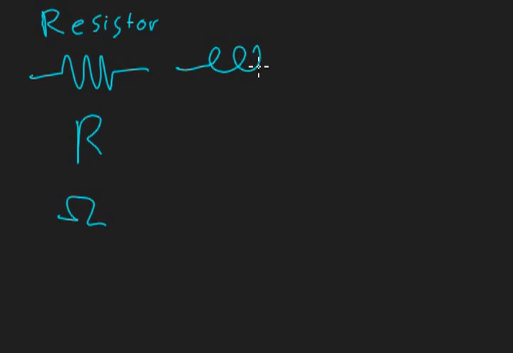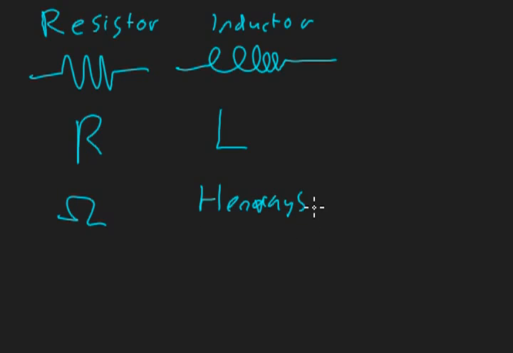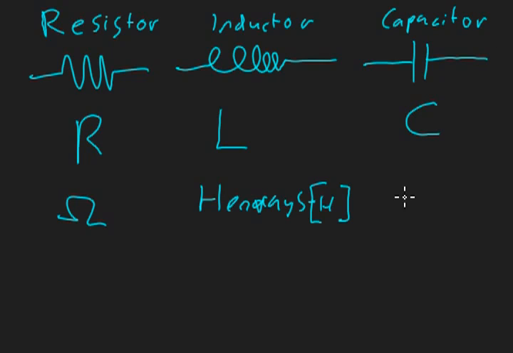Another circuit element you may see is an inductor. The inductor has the symbol L, and it's measured in henries, which is just H for short. Finally, the last basic circuit element you'll see is a capacitor. The capacitor has the symbol C, and the units for capacitance are farads, which can be abbreviated to F.